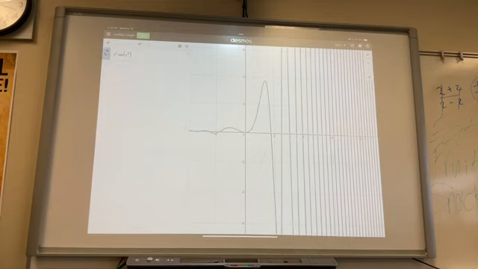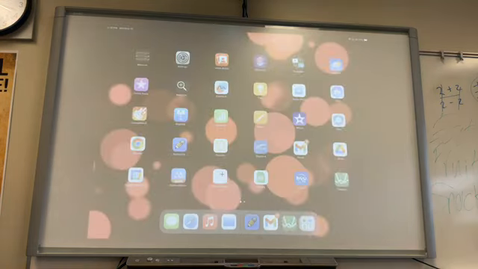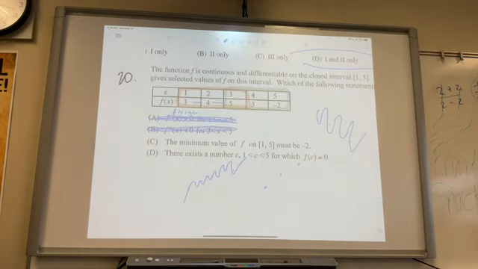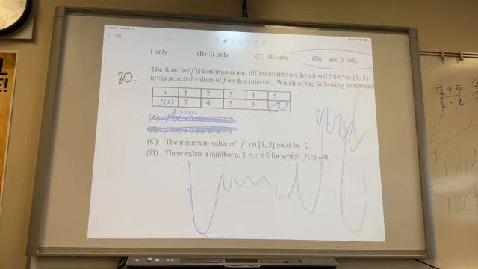Now, let's say I tell you there's a point here and here and here. Is it increasing? No, it's going like that. Don't read too much into it. Right now, does the minimum value have to be negative 2? No. What if it goes like that? That's crazy.